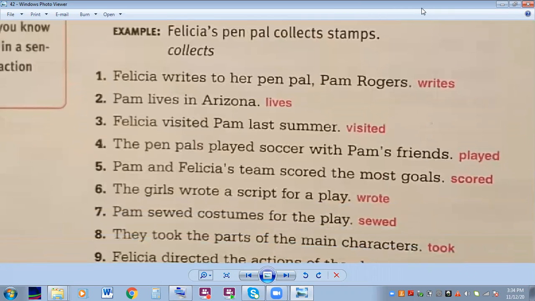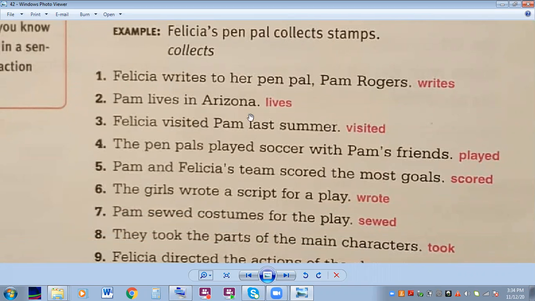Felicia's pen pal collects stamps. Our subject is Felicia's pen pal. What does Felicia's pen pal do? She collects. Collects is our action verb. Felicia writes to her pen pal, Pam Rogers. Again, Felicia is our subject. What does she do? She writes.